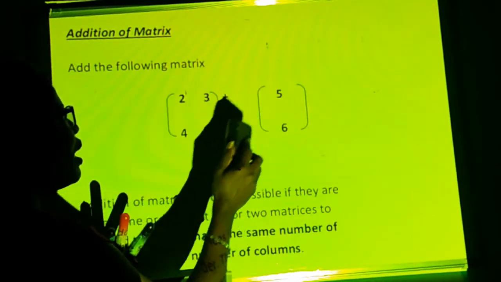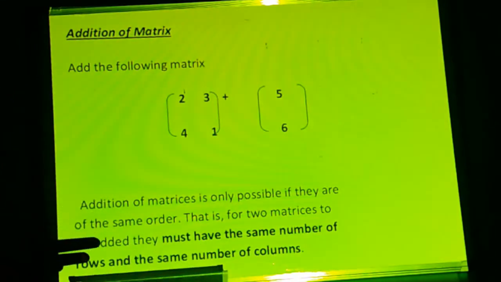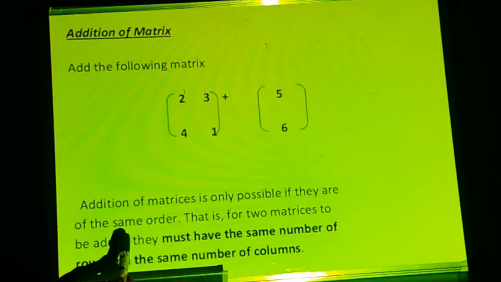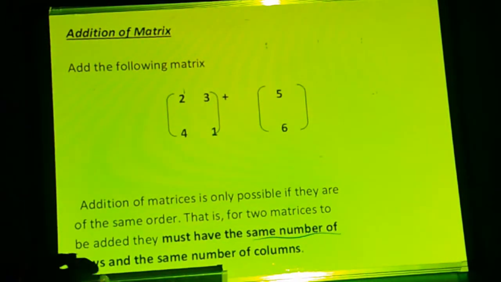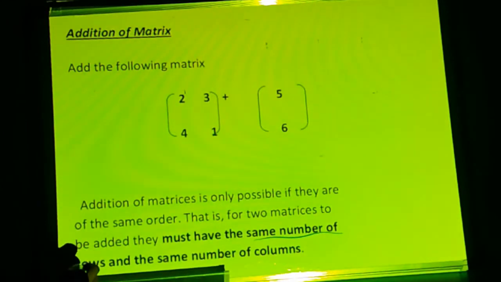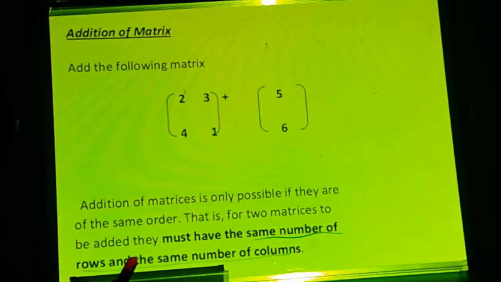2 added to 5. 3 added to 1. No, no, no. Can't work. Addition of matrices is only possible if they are of the same order or the same size. That is, for 2 matrices to be added, they must have the same number of rows and the same number of columns. Okay, moving on.